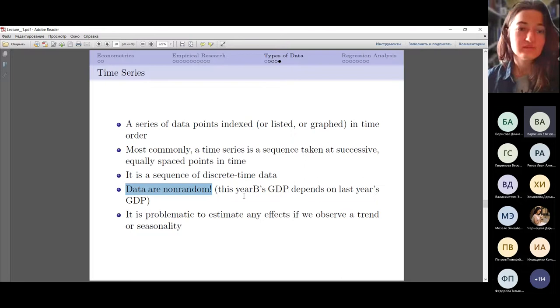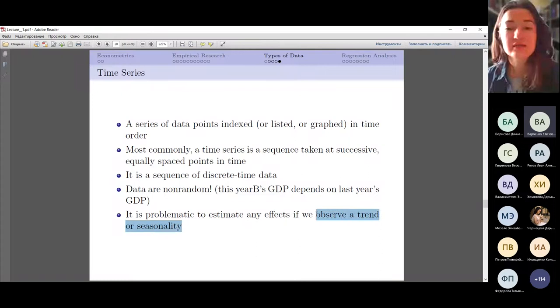And because of this, again, remember that data are non-random, and it could be very problematic to work with the models in time series data analysis when in your models you observe a trend or seasonality. In this case, you should use specific techniques to eliminate this trend. Okay?